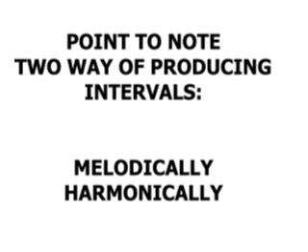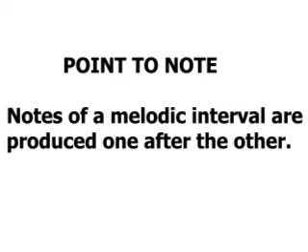There are two ways intervals can be produced. One is melodically, the second one is harmonically. So we have melodic interval and harmonic interval. In melodic intervals, the notes that are to be measured, the notes we want to find the distance between, will be played one after the other. Melodic interval means the notes that make up the interval will be produced one after the other.